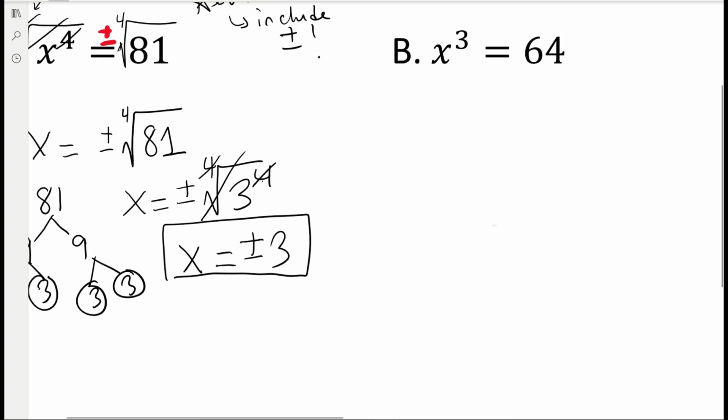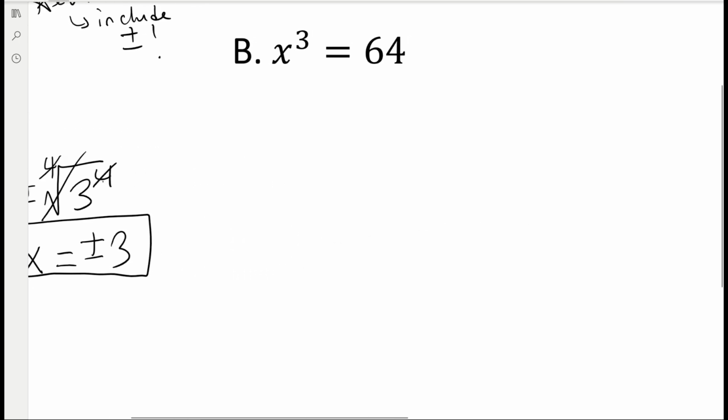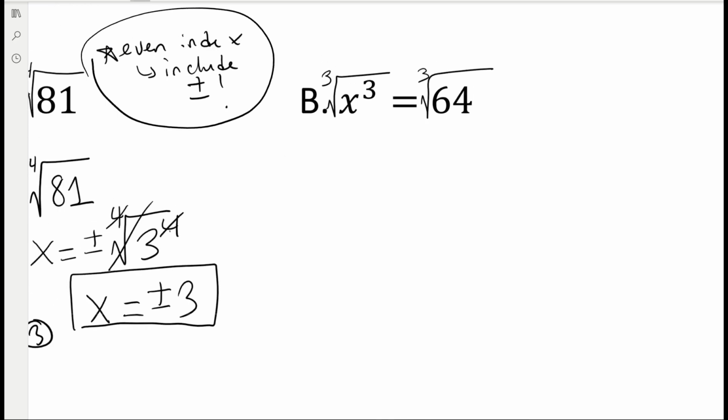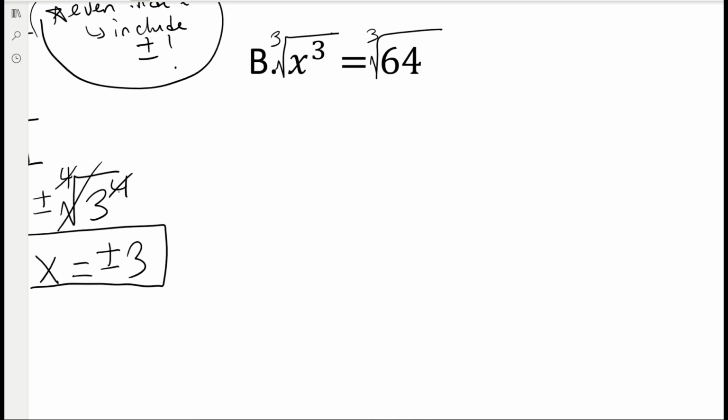All right, let's look at the second problem. So again, we need a number that when we multiply by itself 3 times gives us 64. Using the appropriate symbols, let's take care of this cube by doing a cube root on both sides. Now, since this is odd, you don't need to include a plus or minus, okay? So only for evens will you include a plus or minus. So in this case, the cube root cancels with the cube.